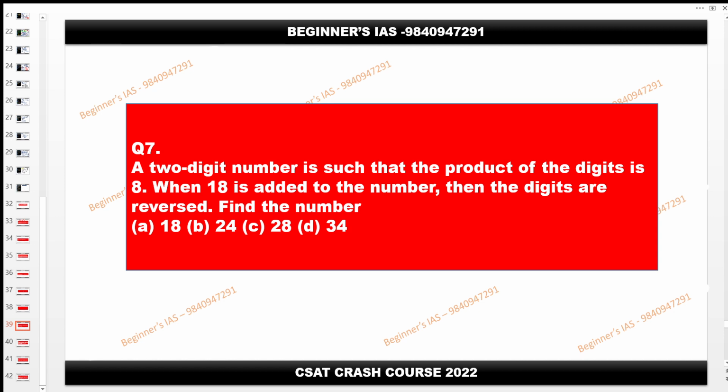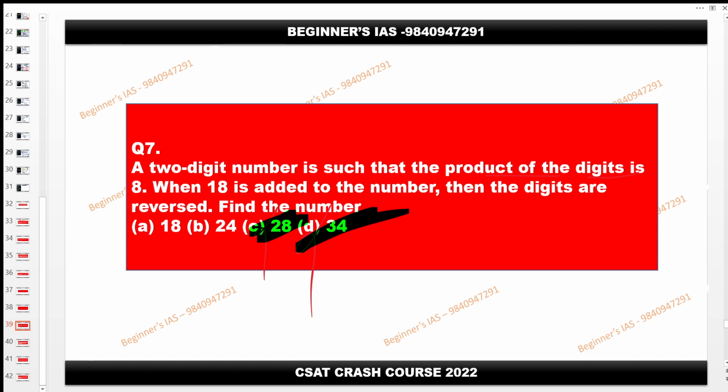So the product is 8. Listen carefully. This we can eliminate. Why am I eliminating C and D? A two-digit number such that the product of the digits is 8. So this one gives you a product of 16, and this product gives you 12. Therefore, you can eliminate them easily.